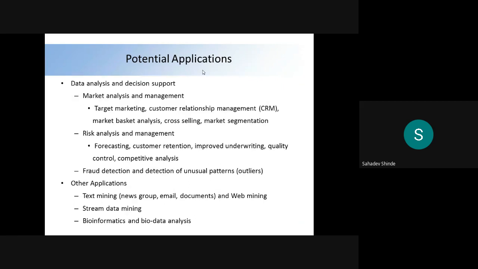Now, what are the potential applications of data mining? A very, very important point. What are the applications of data mining concepts?